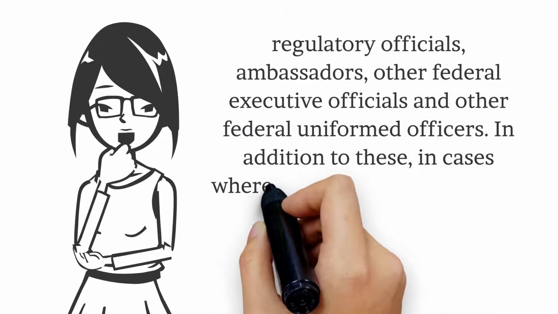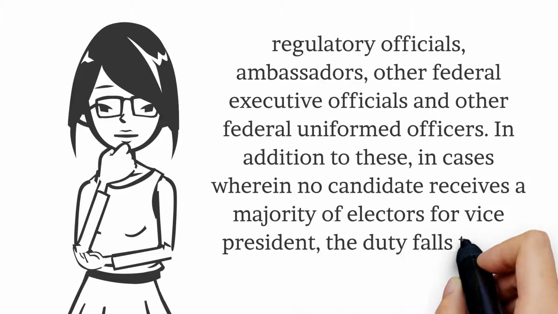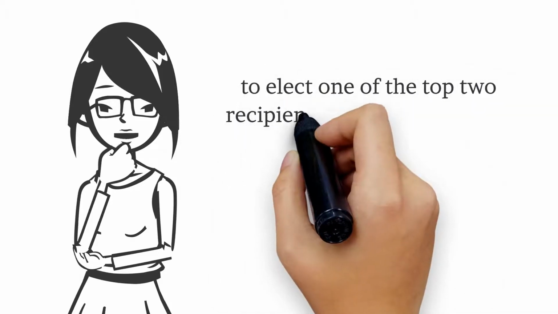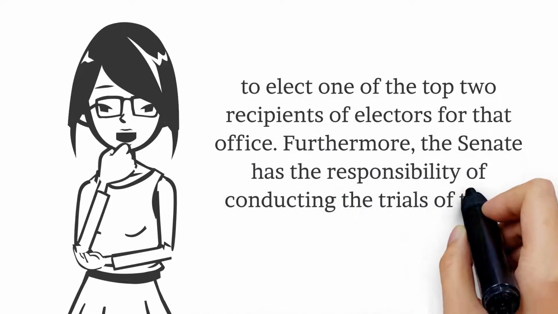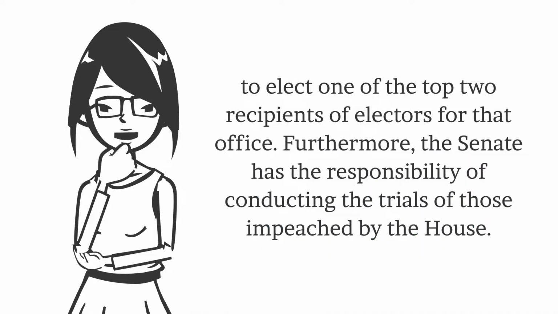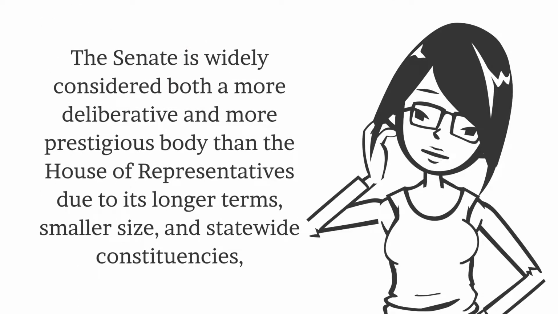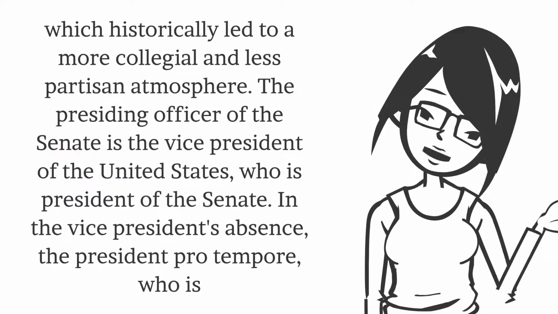In addition to these, in cases wherein no candidate receives a majority of electors for vice president, the duty falls to the Senate to elect one of the top 2 recipients of electors for that office. Furthermore, the Senate has the responsibility of conducting the trials of those impeached by the House. The Senate is widely considered both a more deliberative and more prestigious body than the House of Representatives due to its longer terms, smaller size, and statewide constituencies, which historically led to a more collegial and less partisan atmosphere.